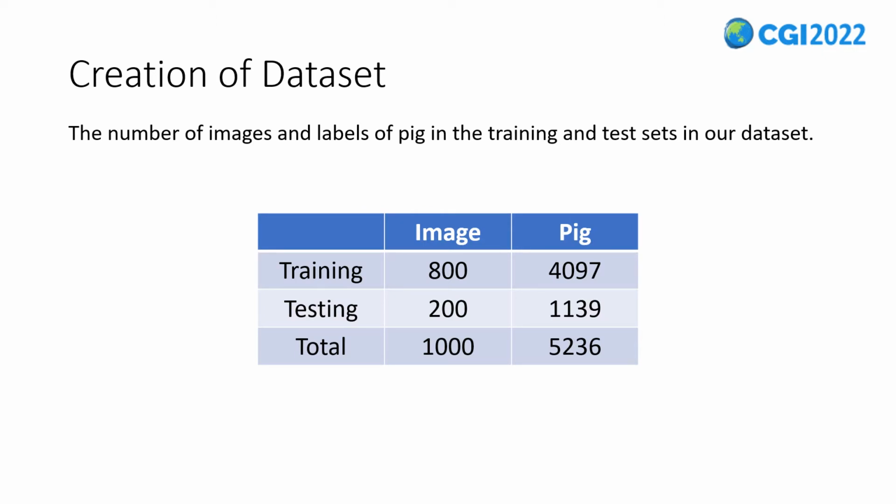In our dataset, we split the training set and test set by 4 to 1. The training set includes 800 images and 4097 labeled pigs, and the test set includes 200 images and 1139 labeled pigs.